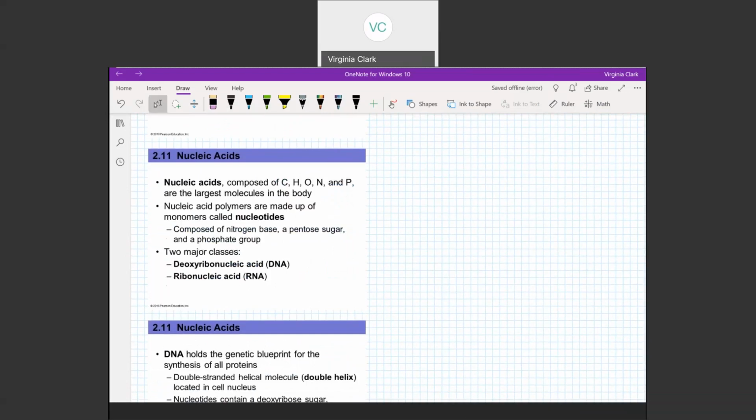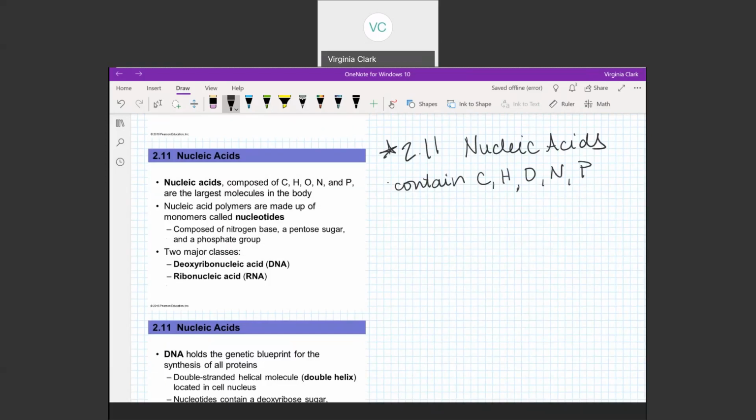Okay, we have two more topics, 2.11 and 2.12 for this chapter. 2.11 is going to be covering nucleic acids, specifically DNA and RNA. So these are all going to contain carbon, hydrogen, oxygen, nitrogen, and phosphate. So as we talked about earlier, with some of them only containing carbon or hydrogen, remember we talked about carbohydrates, lipids, proteins, and now these are our nucleic acids. So the monomer of a nucleic acid is called a nucleotide. So you're going to put a bunch of nucleotides together and you're going to create these nucleic acids.